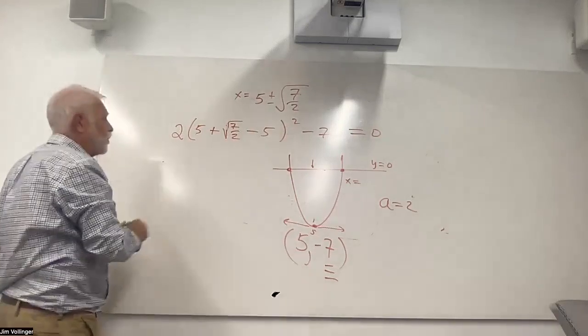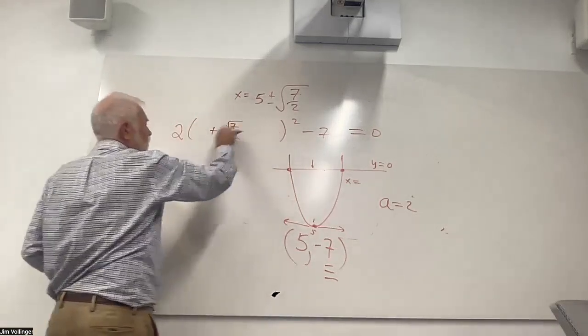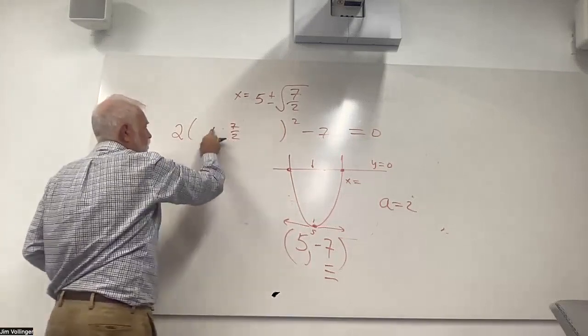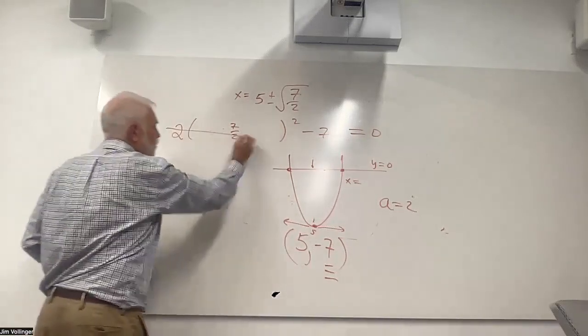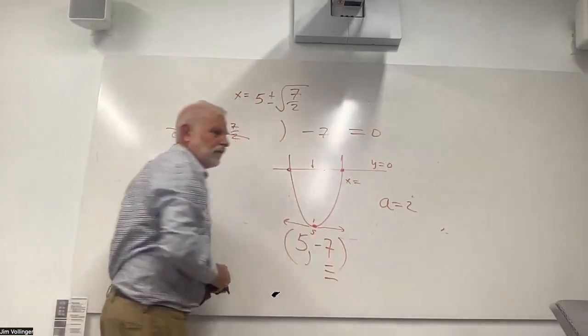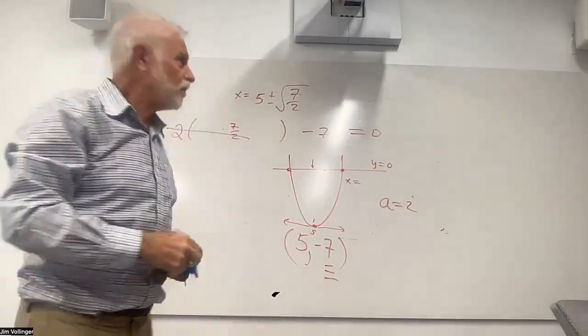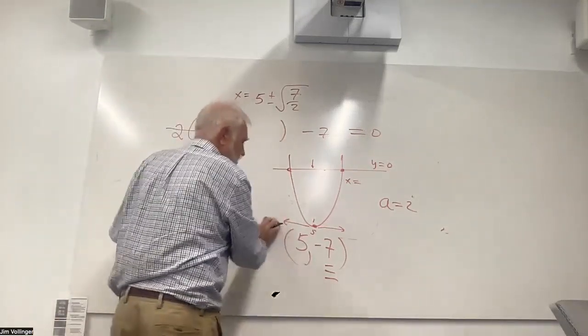All right, let's go through it. The 5's cancel. When you square the square root of 7/2, you get 7/2. The 2's cancel. I've done the squaring. Oh, and 7 minus 7 is 0. This is what we're working with when we have an isolated x in an equation.